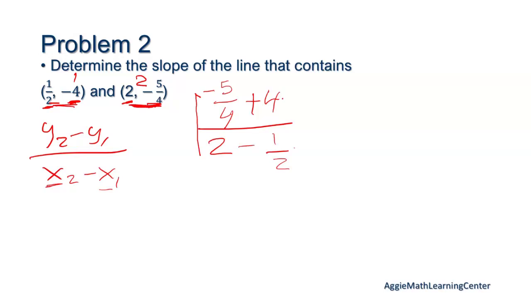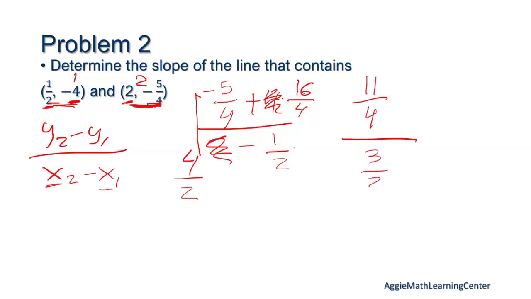Okay. So I'm going to rewrite this 4 as a 16 over 4. You okay with that? Yeah, yep. Okay, so negative 5 plus 16, we get 11/4 over, I'm going to rewrite this 2 as 4/2. 4/2 minus 1/2, 3/2. And so we have this double fraction thing going on. Do you remember how to fix that?